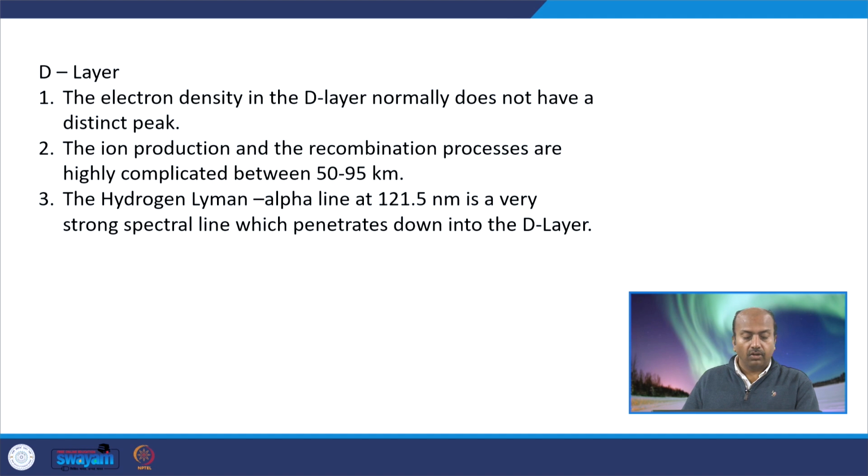That's what I actually wanted to say. The hydrogen Lyman alpha, H alpha, at 121.6 nanometers, is a very strong spectral line in the sense that its intensity is very high. So, it can penetrate to almost up to the D layer.